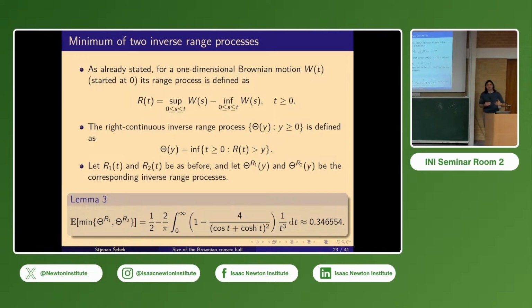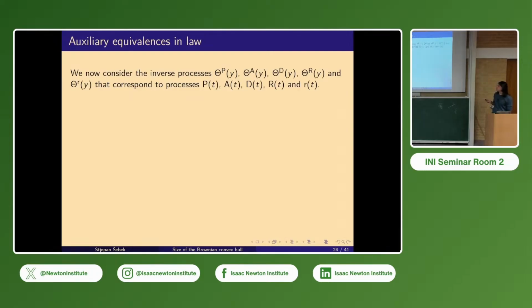Basically, it's the expected value of the time needed until the first of these 2 range processes hits value 1. Okay, and we actually managed to obtain a closed formula for this. We did manage to compute the integral explicitly, but numerically it gives this value here. In the same way, since all of our processes, perimeter, area, diameter, circumradius, and inradius, are non-decreasing, we can define the corresponding inverse processes.